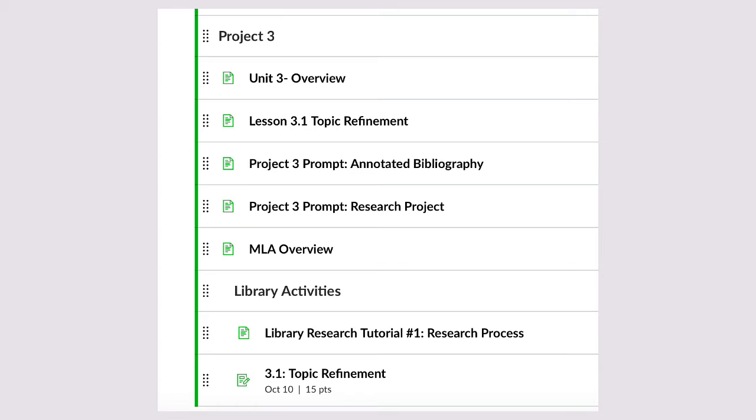MLA overview, that's the Modern Language Association. That is the style guide that we are using for this particular paper. And I'll talk more about MLA in a subsequent wake-up call. Please read or access the tutorial there called Library Research Tutorial Number 1, which gives you information on how to kick off this research process. And then the assignment that's due today, or at the end of the week, is called the Topic Refinement. So there's more information about it, and that would include the link there at the bottom that you could use to turn that in.